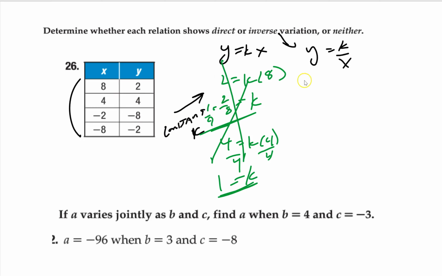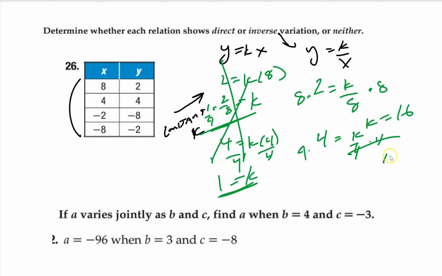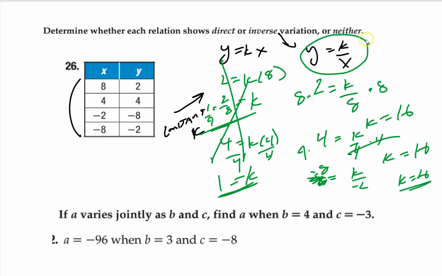Let's try inverse. Right? So again, y is 2, K over 8. Multiply both sides by 8. K equals 16. Okay, let's see if we get that again. 4 equals K over 4. Multiply by 4. K equals 16. Looking good. I could try a couple others, but if you do it again, you're going to get the same thing. -8 equals K over -2. Multiply, K equals 16. I keep getting 16, so it's an inverse variation.